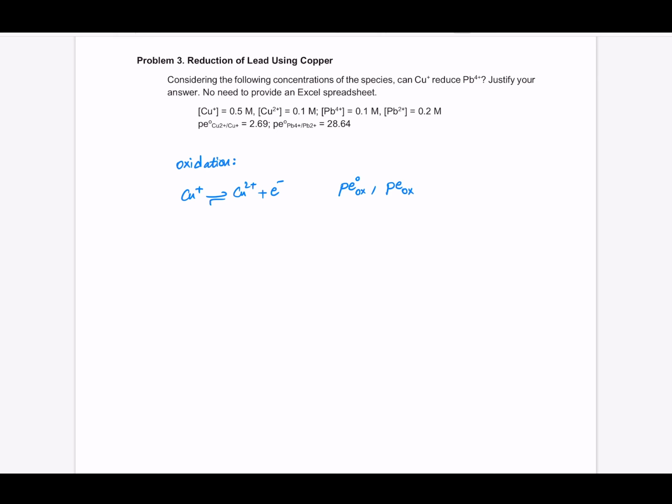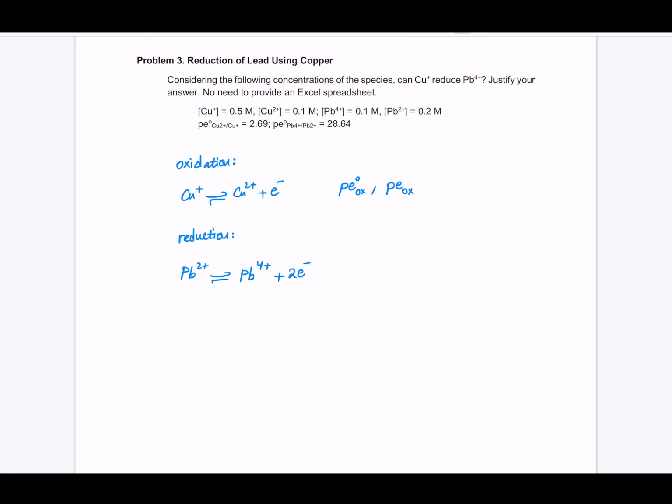Then we have this reduction. It seems we're dealing with Pb4+ and also Pb2+. And when we look at the oxidation number, this is plus 2, this is plus 4. So Pb2+ is oxidized to Pb4+, because oxidation is increasing the oxidation number. So Pb4+ is balanced in terms of all the elements, which is only lead here. But for the sake of charge neutrality, we need to add 2 electrons.